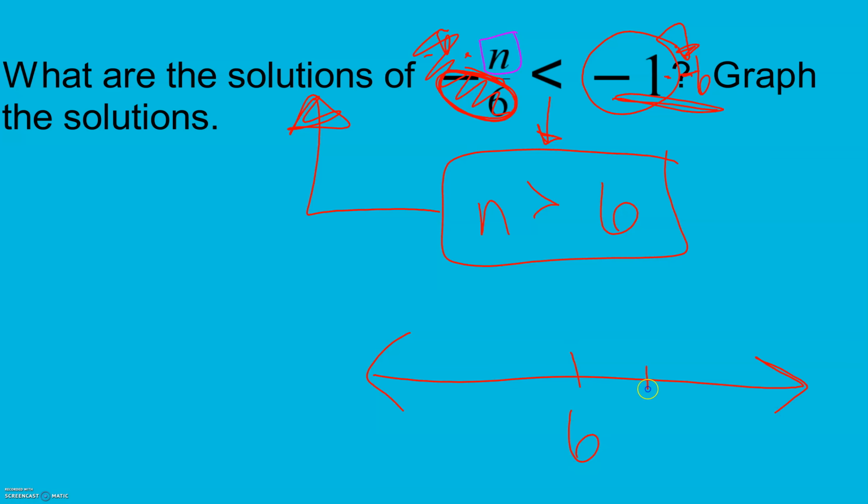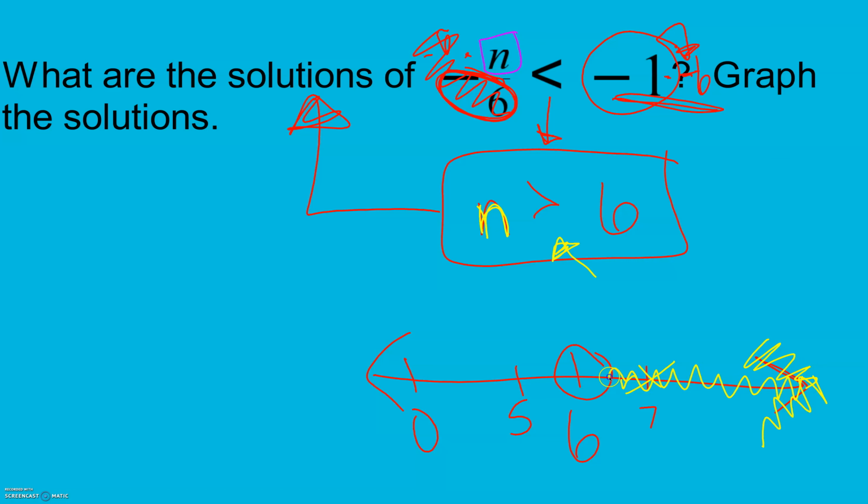Put our boundary point, one number on each side, and 0. Circle at 6. I'm going to keep it open here because I don't have an equal to line. We want numbers, or our shading, or our solutions, they all mean the same here, to be greater than 6. Numbers like 7 or 100. So we shade everything to the right.